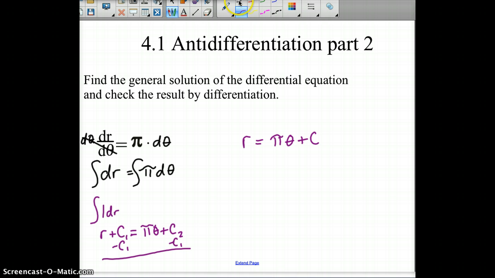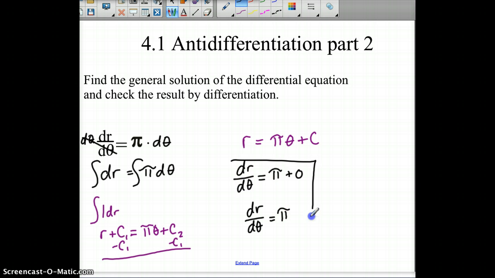And then it says check the result by differentiating. What's the derivative of r with respect to theta? It's dr d theta. And the derivative of pi theta, pi is the constant, theta is the variable, is just pi. And the derivative of a constant is 0. So our derivative is dr d theta equals pi, and that's what we started with. So I've verified that it is correct.